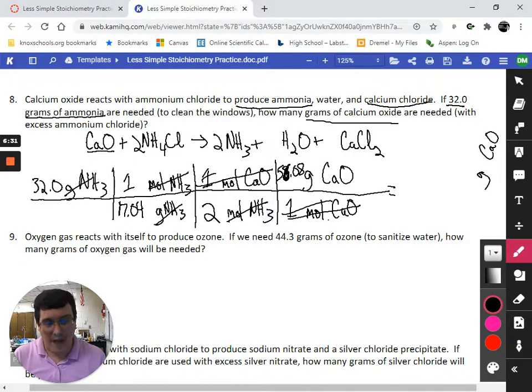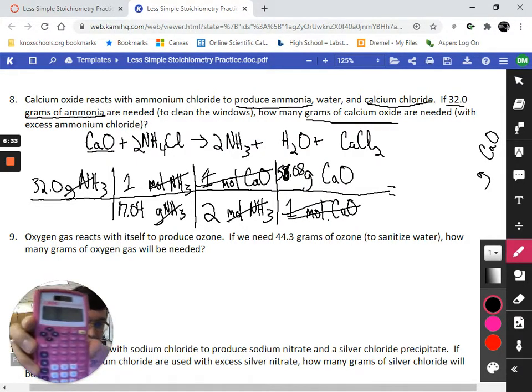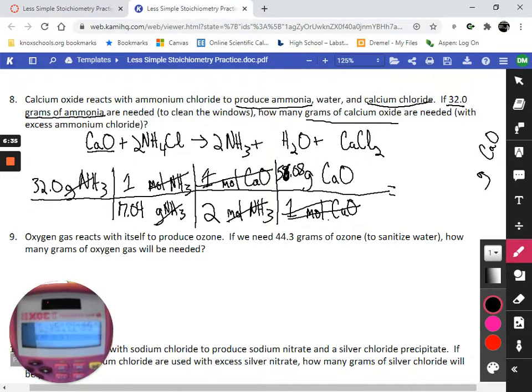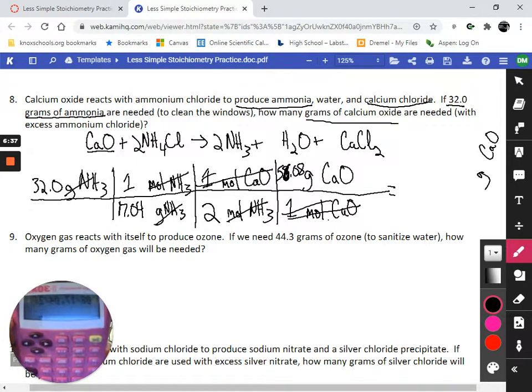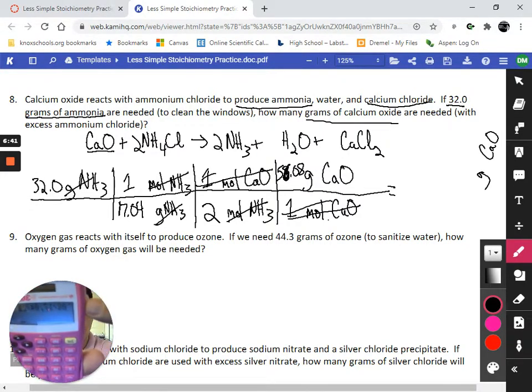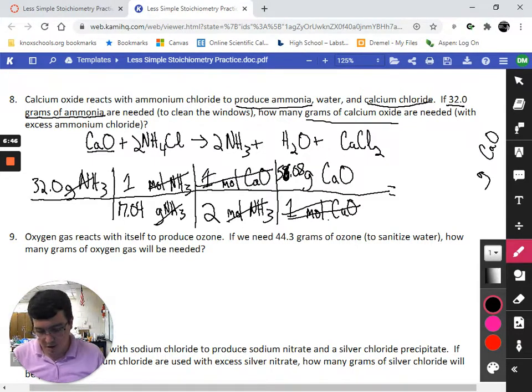So when I plug this into my calculator, that's the way it looks right there. That's mostly legible, right? So remember, divide by each thing on the bottom. There's a 56.08 all the way over there. All right, so enter, and the answer I get is the answer that we should have, 52.65 grams.